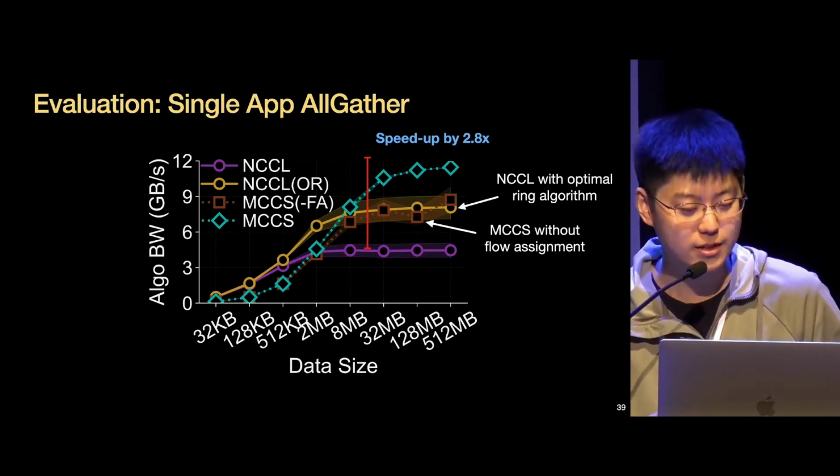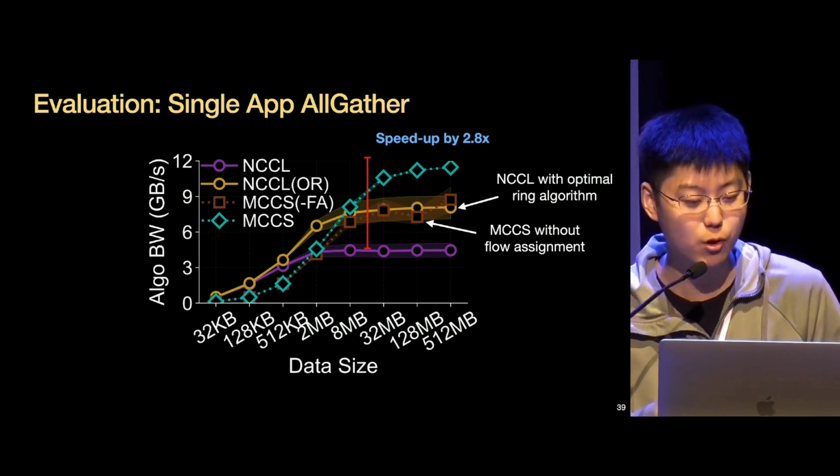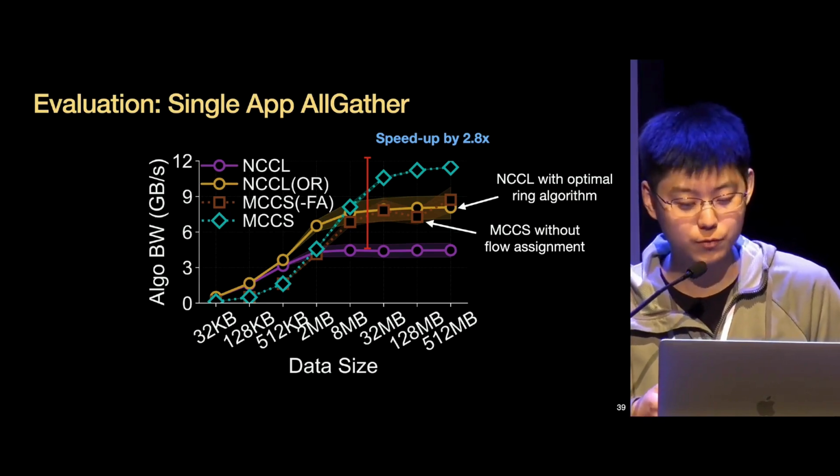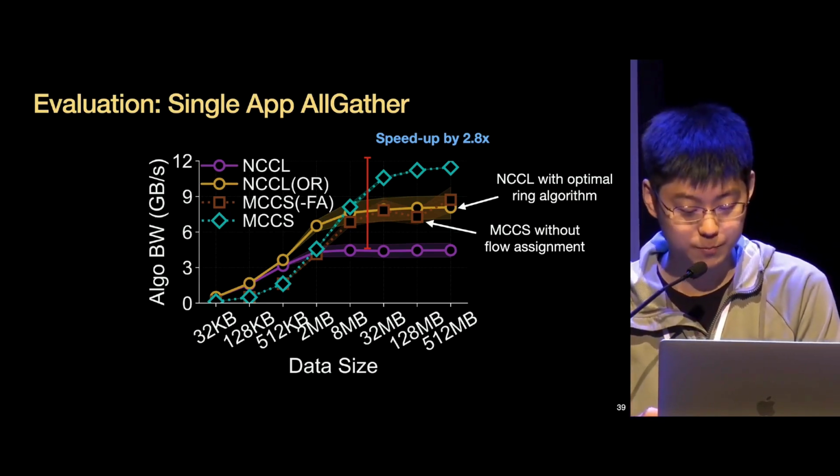But we also note that MCCS does have some overhead for smaller messages. This is caused by multiple rounds of data passing in our current prototype.